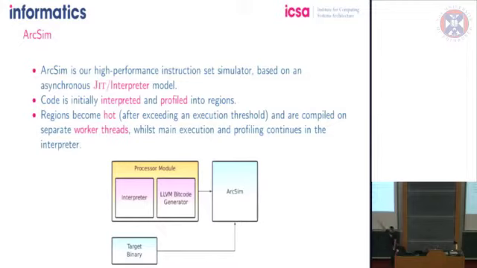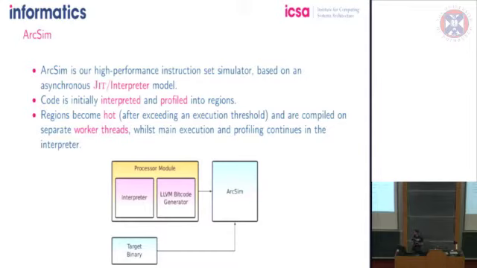ArcSim uses this module, and it also takes in the target binary. So this is the binary compiled in the instruction set that you want it to emulate, and it runs it. Initially the code from the target binary is interpreted, and as we interpret it, we also profile it into regions. These regions are basically 8K blocks of code in the target binary, a couple of pages. So we split up the binary into these 8K regions, we interpret the code, and we map the entry points to the basic blocks in these regions.